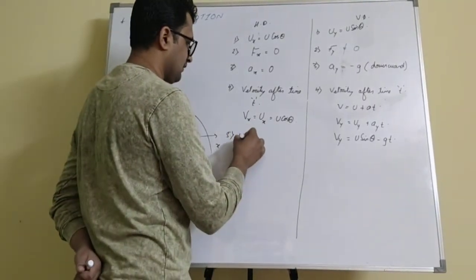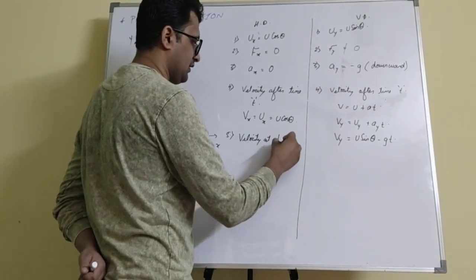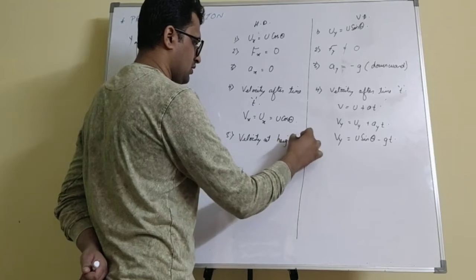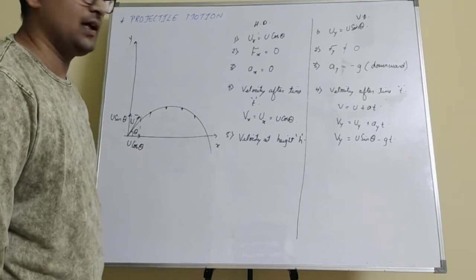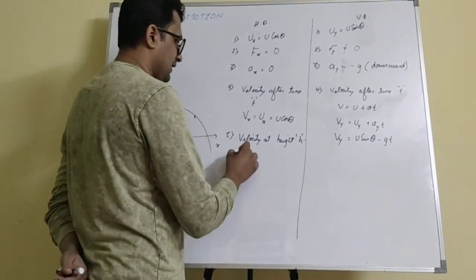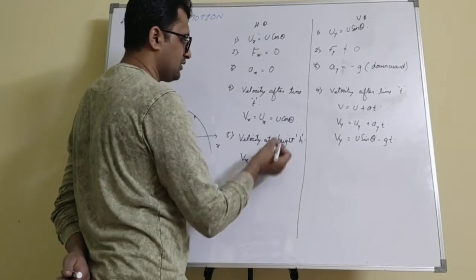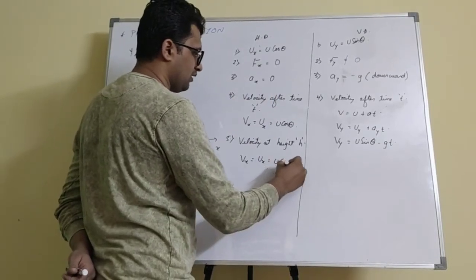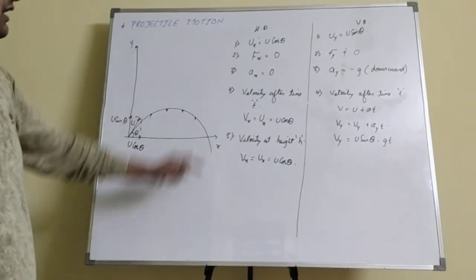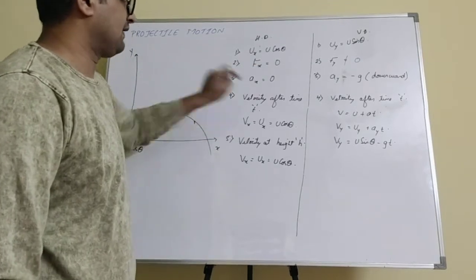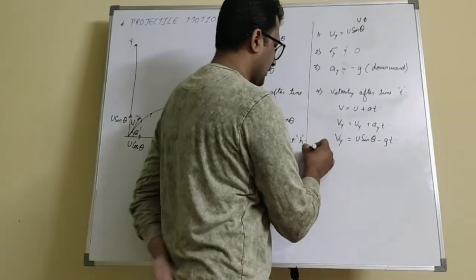Velocity at height h. Clear? Okay. So again we will say that in x direction, as there is no acceleration, there will be no change in velocity. Velocity will be constant. Remember beta, I want you to memorize this fact that along x-axis no force, acceleration 0, so velocity will be constant throughout.